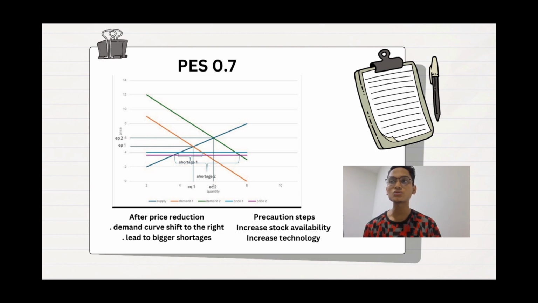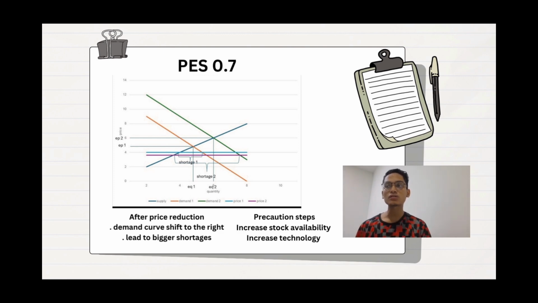If Maju Auto does not prepare for the shortage, they will lose their customers because of customer dissatisfaction, because quantity demanded is greater than quantity supplied. So Maju Auto should take some precautionary steps to avoid shortage that will lead their customers to dissatisfaction. Here are some precautionary steps that Maju Auto can take.